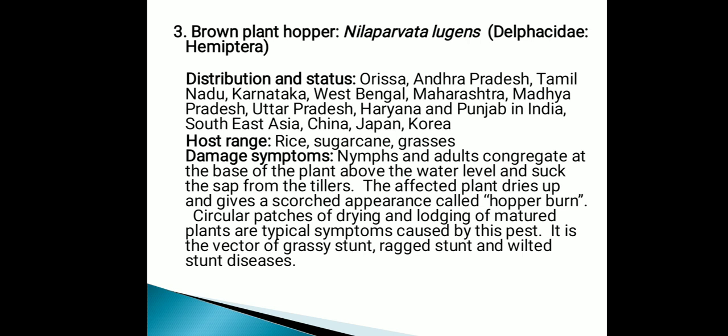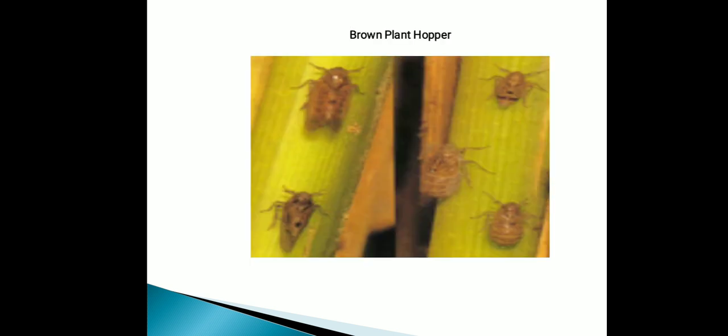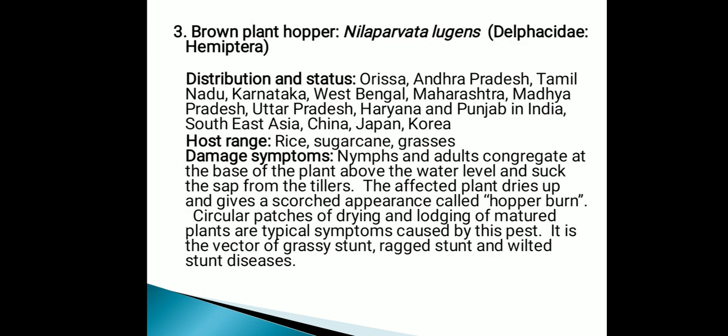So next we are going to learn about the brown planthopper. What are the symptoms affecting our plants? Nymph and adult congregate at the base of the plant above the water level and suck the sap from the tillers. The affected plant dries up and gives a scorched appearance called hopper burn.